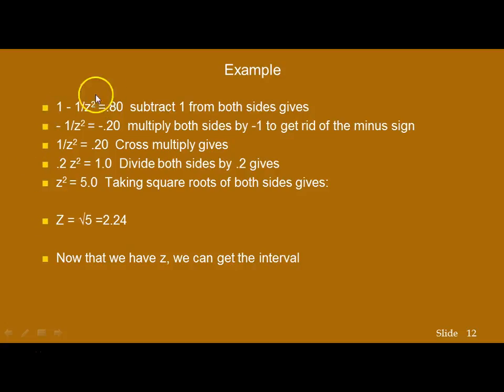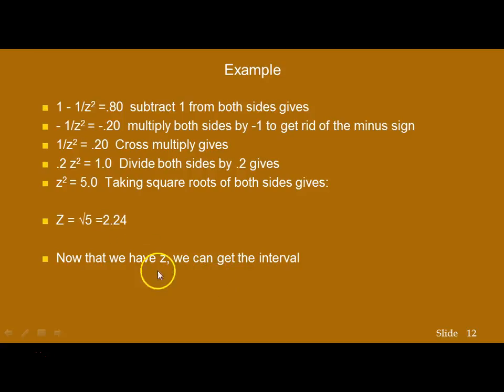I subtracted 1 from both sides, then multiplied both sides by -1 to get rid of the minus sign. I cross-multiplied, divided both sides by 0.2, which gets us down to z squared equals 5. Take the square root of both sides. This means z has to be the square root of 5, which is about 2.24. Whichever way you wanted to approach solving that equation is perfectly okay. Just work through the algebra.